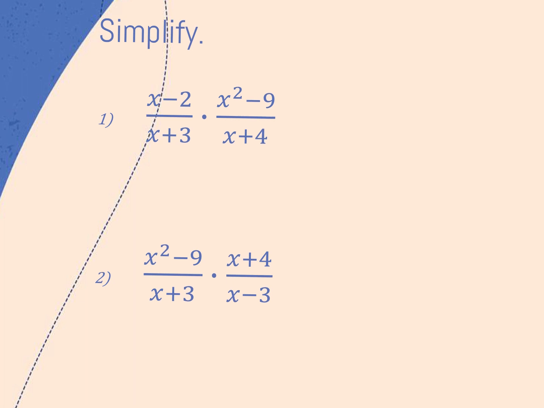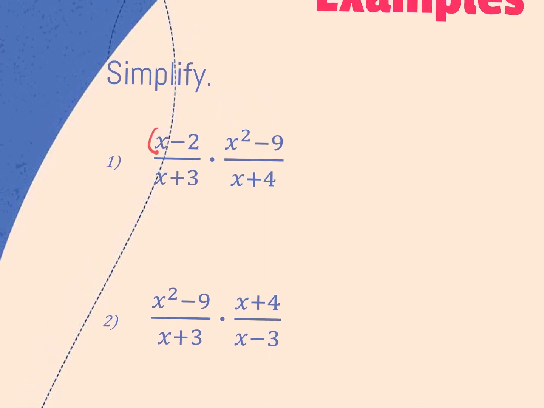First of all, do you see these two fractions? These two rationals. What are we doing here? Are we multiplying or dividing? We're multiplying. Remember, you can't just cross out x's whenever you feel like it, because what are those bound by? Plus and minus signs, right? So this is really x minus 2, x plus 3, x squared minus 9, and x plus 4.